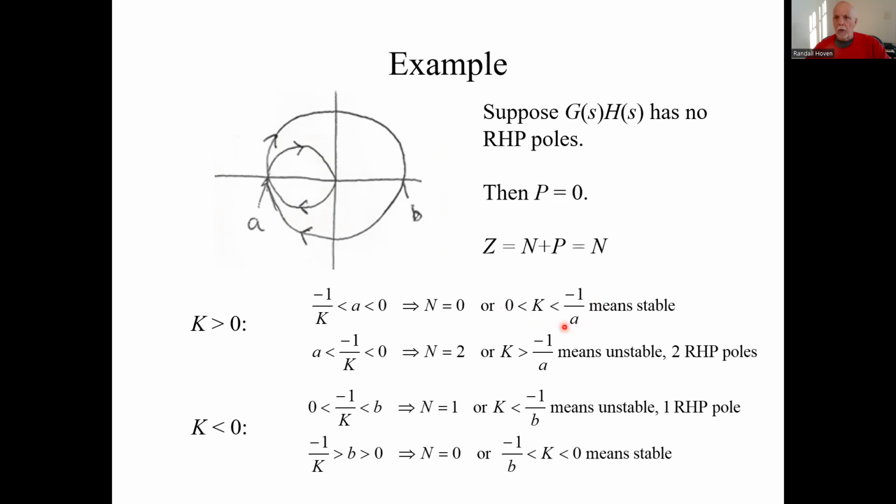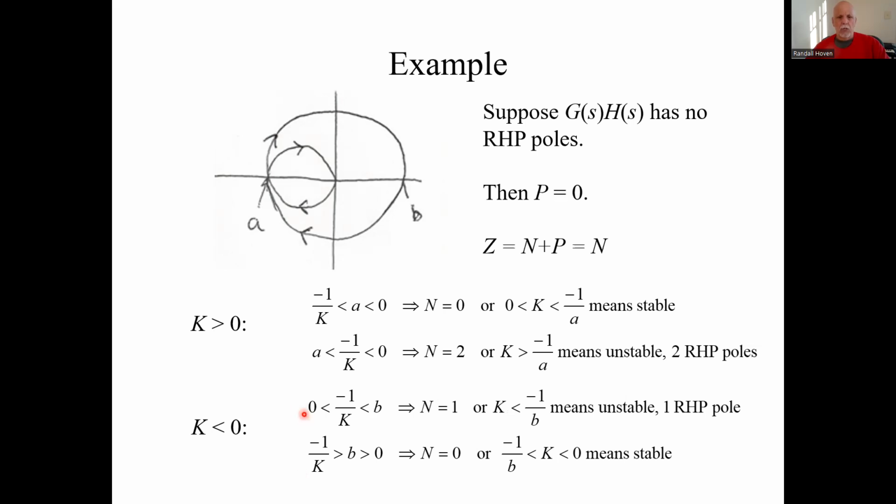And here's where that's true for what values of K. In this little segment, any point on there, -1 over K, is greater than A, but less than 0. And that was where N equals 2. Solve that inequality algebra: any K greater than -1 over A. A is going to be some negative number, so K is a positive number. That's where you get 2 right-half plane poles, and the system is unstable.